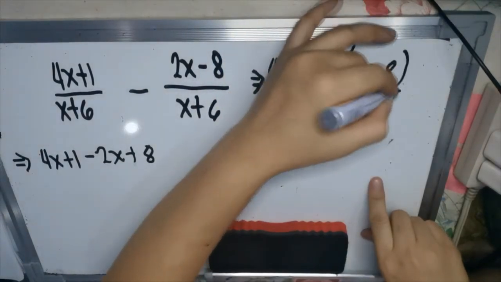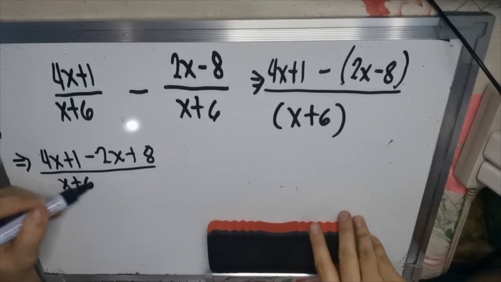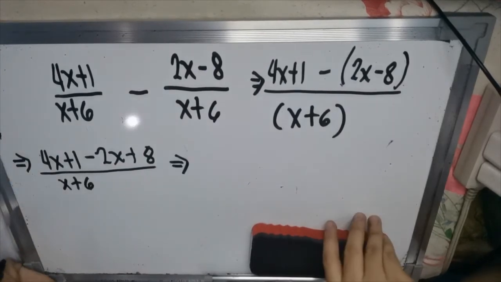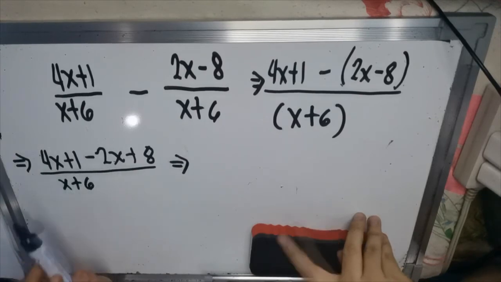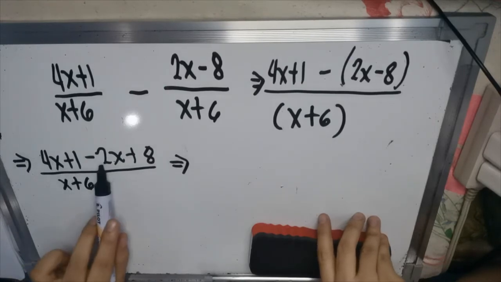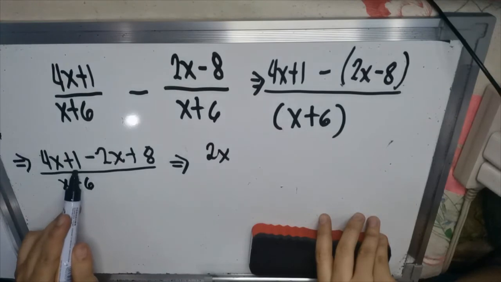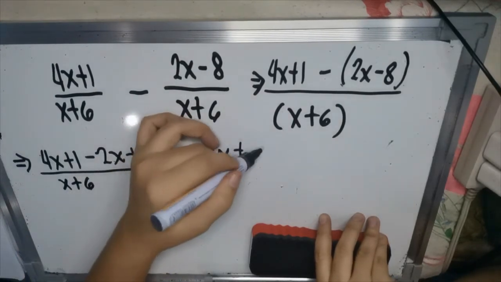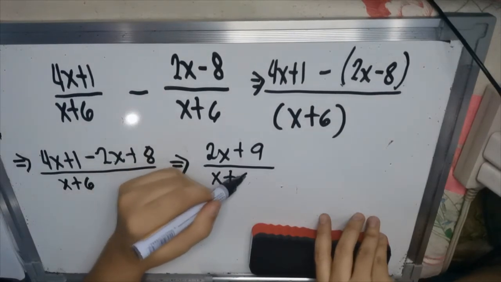Okay? And then the denominator, x plus 6. Usual, combine like terms. Okay? The rule of addition, combine like terms. If the signs are different, subtract. Then, 4x minus 2x will be 2x. Right? 1 plus 8 would be 9. And then we have here x plus 6.